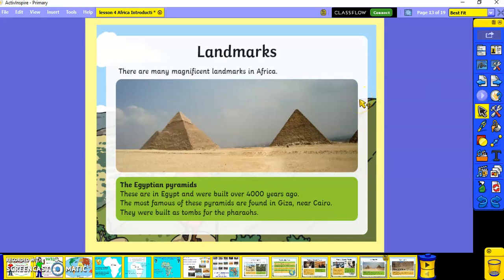Then we're going to have a quick look through at some of the famous African landmarks. Remember to pause the video after each one so that you can read a few facts about them. So we've got the Egyptian pyramids, which were built over 4,000 years ago.